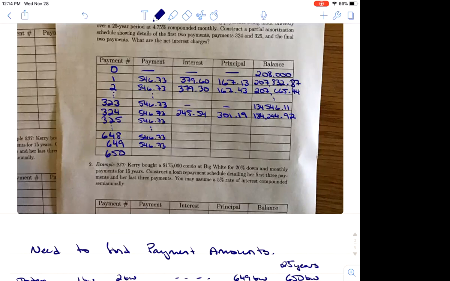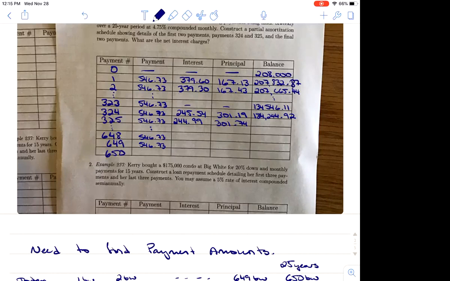You can find the interest on line 325. Take the previous balance, multiply it by I2, so times recall 1. The amount of interest is $244.99. So our principal is going to be 546.73 minus 244.99, which is 301.74.